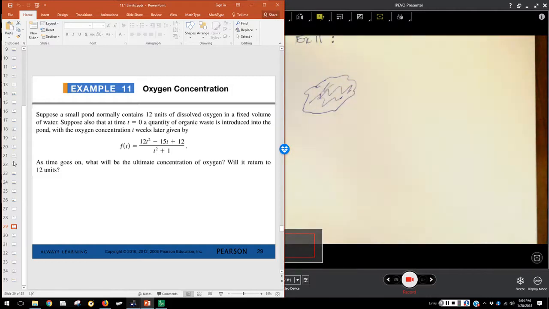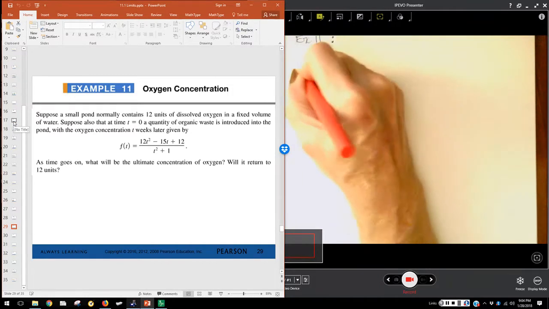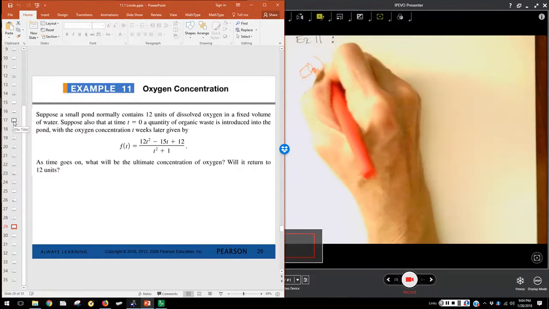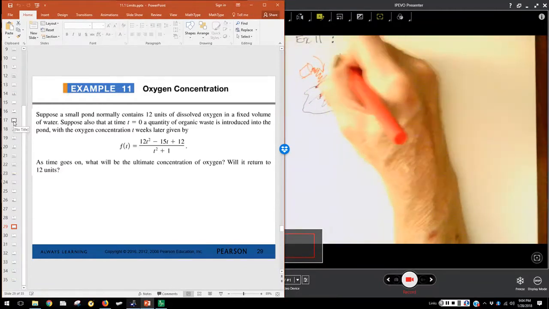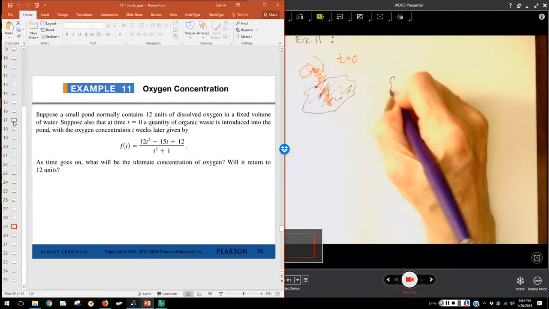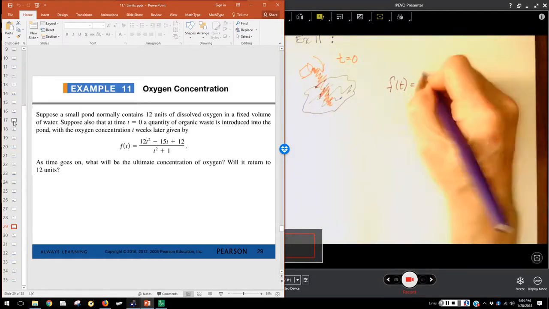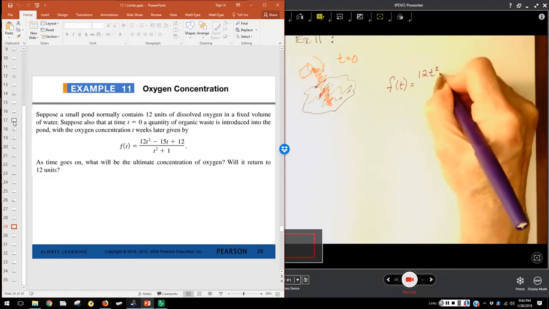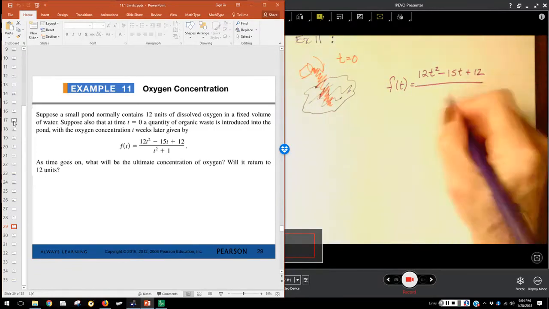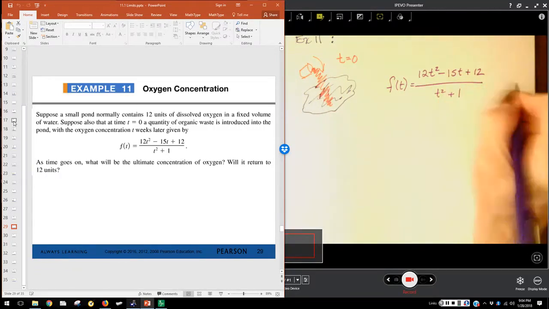And at some point, somebody has come along and dumped waste into it. And this is happening at time t equals 0, which means at the initial point of this. And then we have this formula f of t is equal to 12t squared minus 15t plus 12 over t squared plus 1.